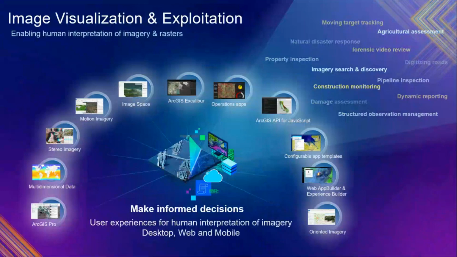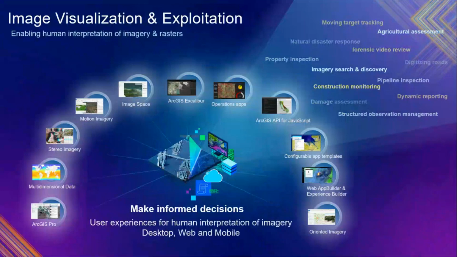ArcGIS Excalibur is a great tool, typically used for what's called SOMS, Structured Observation Management. If you have a lot of images and you're looking for, let's say, all the planes, where are all the planes? And you want to label them and extract information from them. Excalibur is a great application for enabling many people to work with this type of imagery.